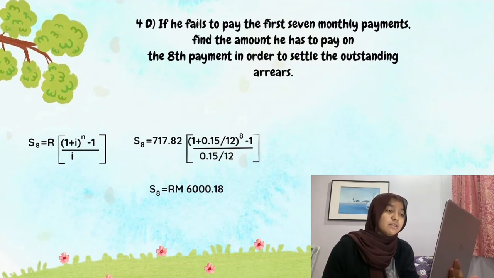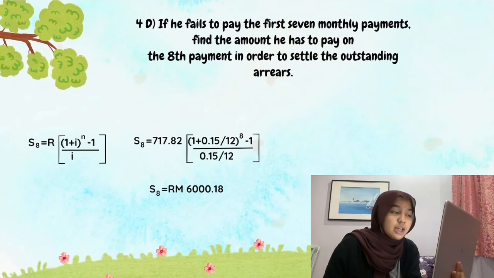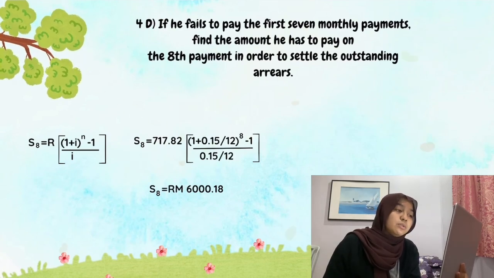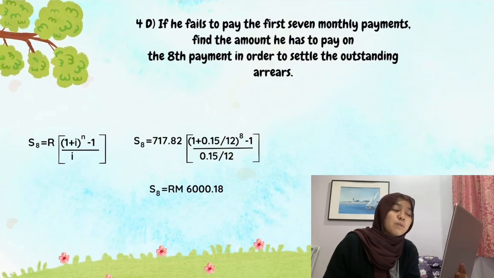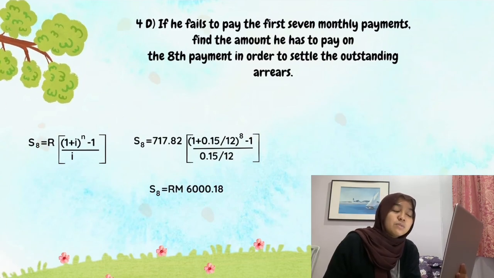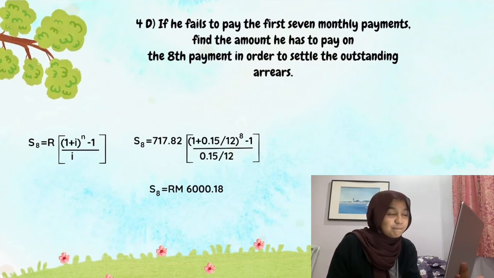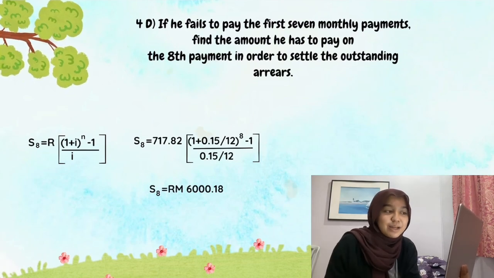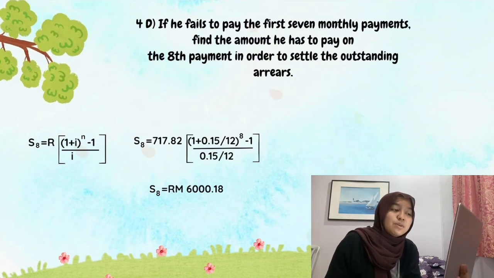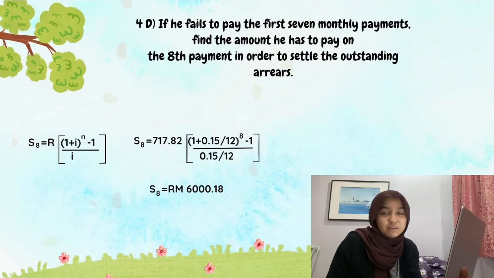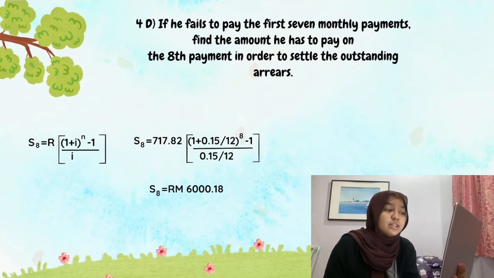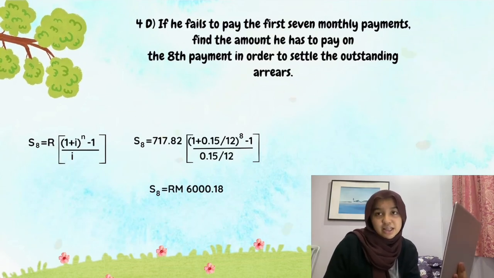And the answer of your calculation should be S8 equals 717.82[(1 + 0.15/12)^8 - 1]/(0.15/12). And your answer should be 6,080 ringgit.